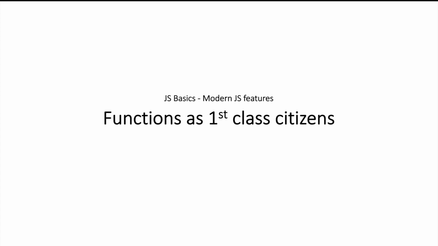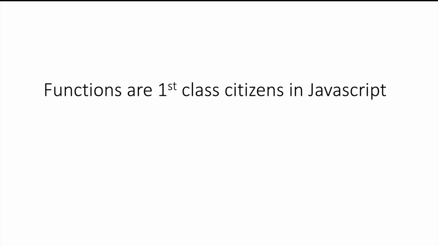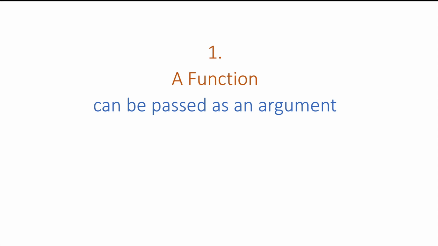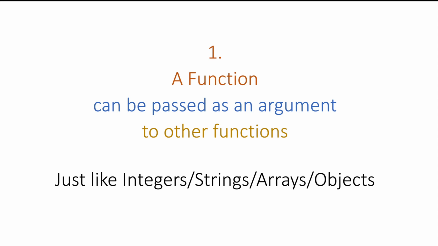Let us discuss a bit more about functions in JavaScript. We frequently hear that functions are first-class citizens in JavaScript. What does that mean? It means a couple of things. First, a function can be passed as an argument to other functions, just like integers, strings, arrays, or objects. When we make a function call, we typically pass integers, strings, arrays, objects as arguments. Similarly, we can pass a function as an argument.